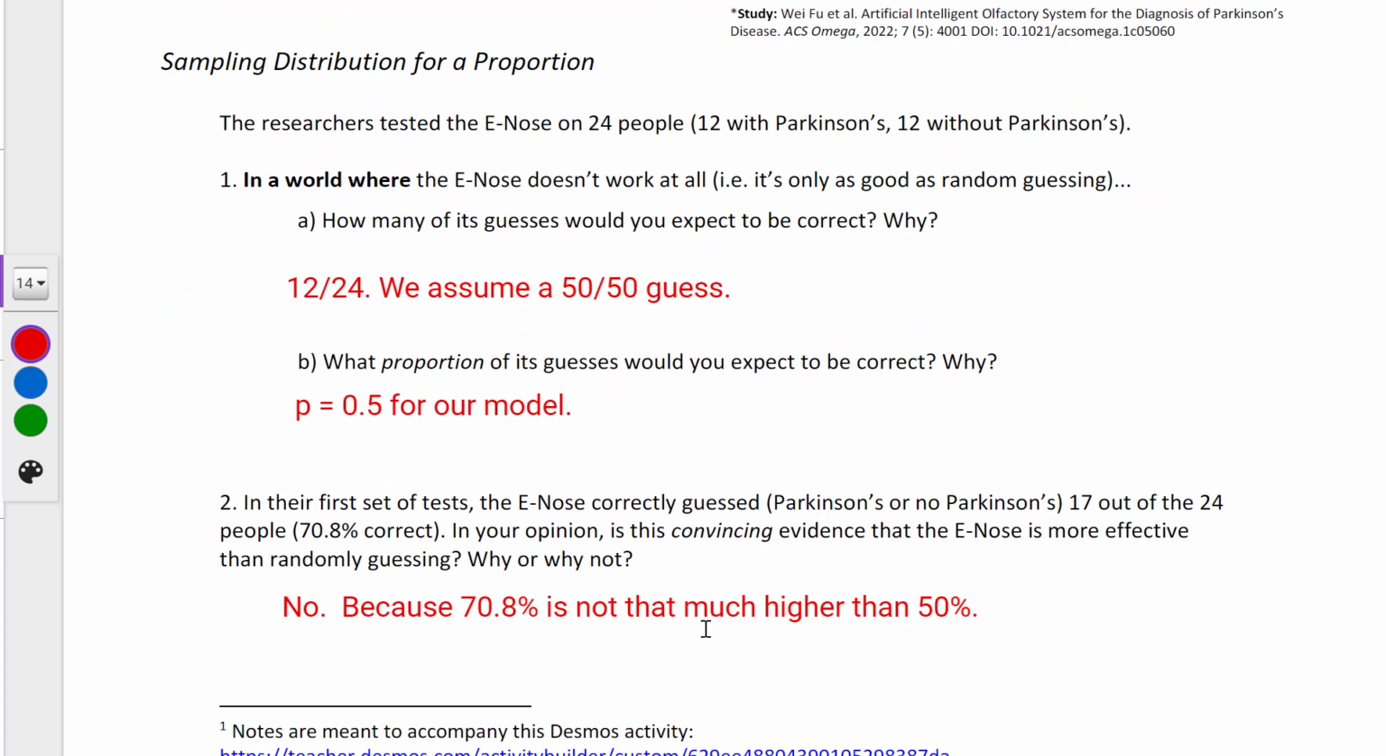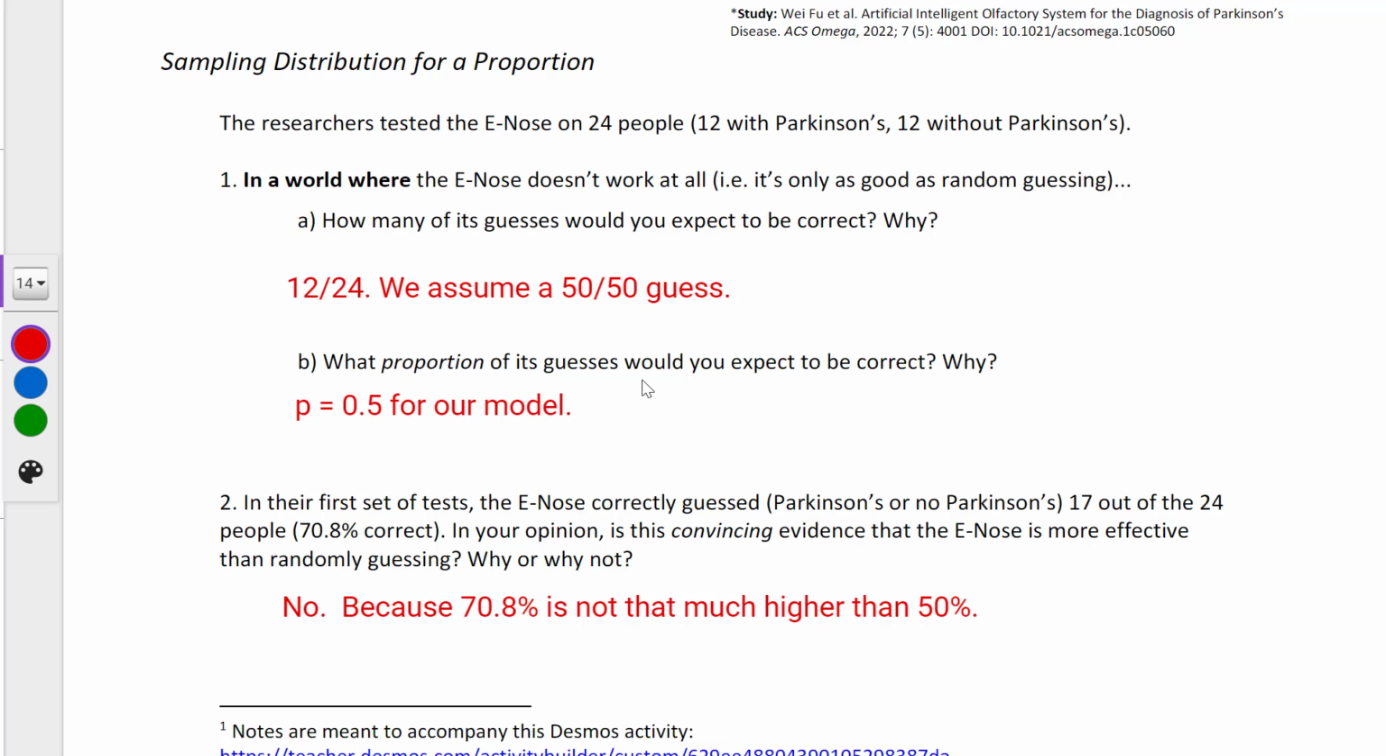The researchers tested the E-Nose on 24 people, 12 with Parkinson's and 12 without Parkinson's. If the E-Nose did not work at all, it's only as good as random guessing. Then they should get about half of them correct, because only 12 out of 24 have Parkinson's, so there's a 50-50 shot that each person being smelled has Parkinson's. What proportion of guesses would you expect to be correct? Notice it says the word proportion.